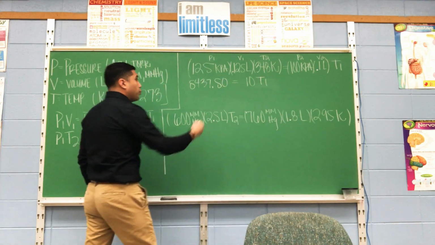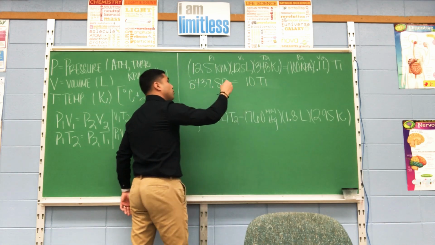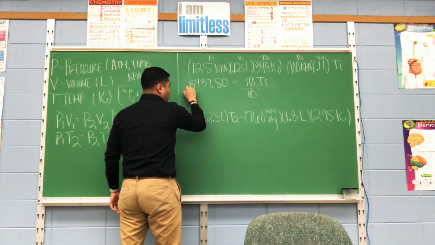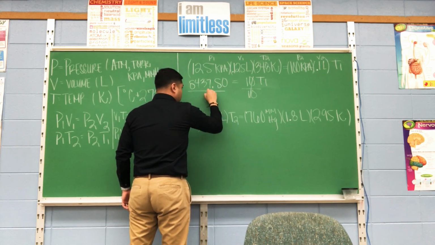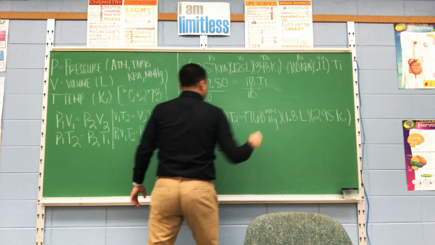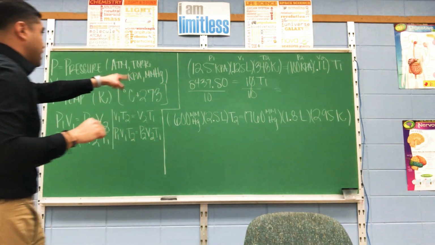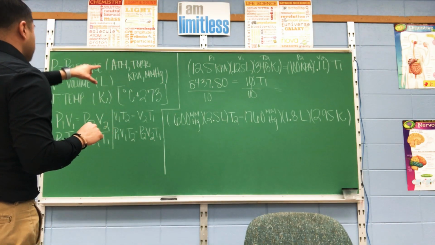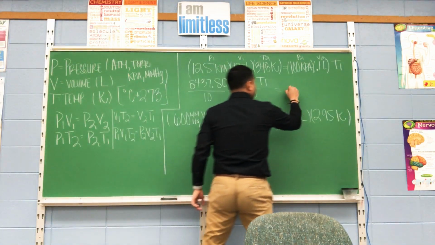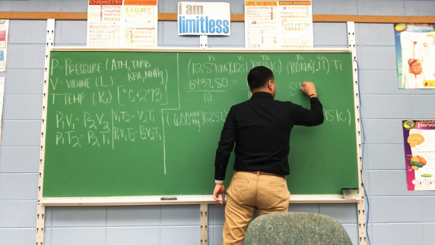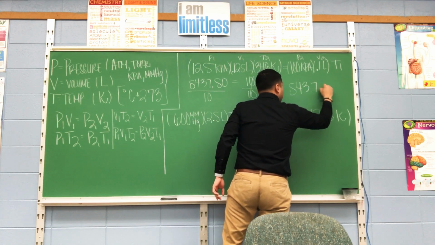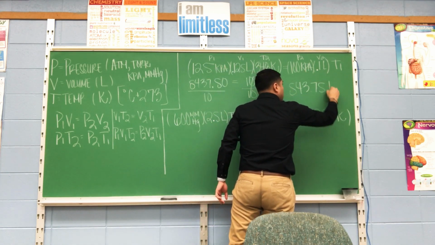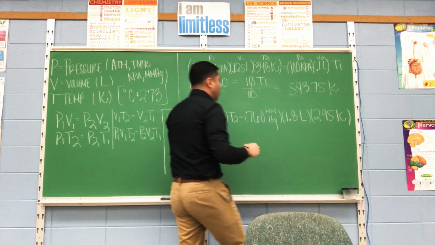My final step would be to divide in order to leave T1 by itself. I'm going to divide by 10. What I do to one side, I have to do to the other side. So again, 5437.50 divided by 10 in order to leave my T1 by itself. Then I'm going to get 543.75. And since I'm solving for temperature, my unit for temperature is always Kelvin.